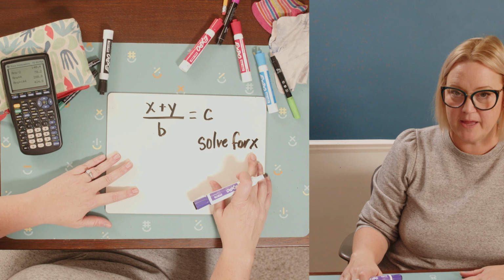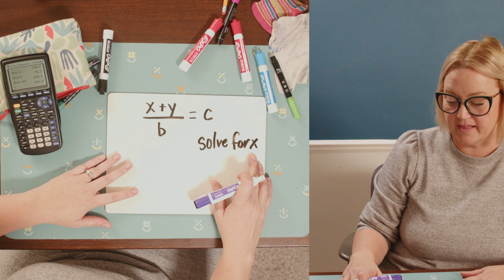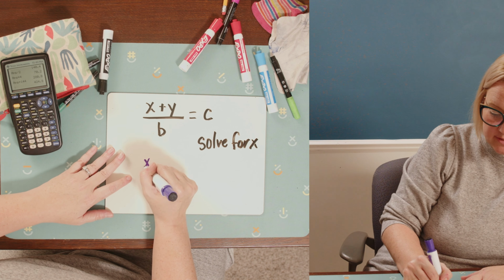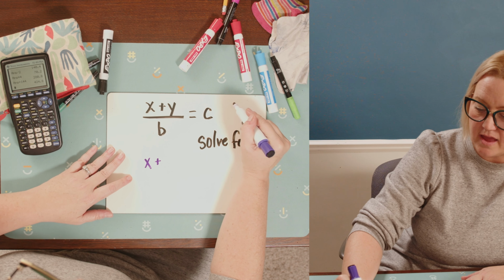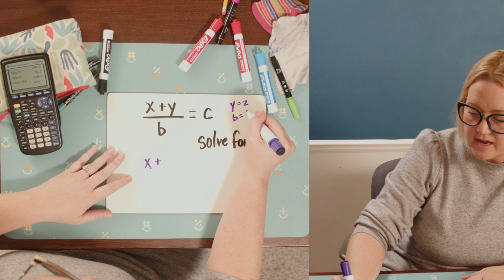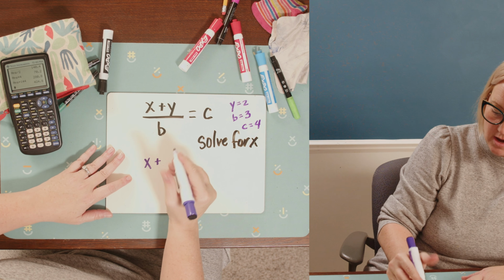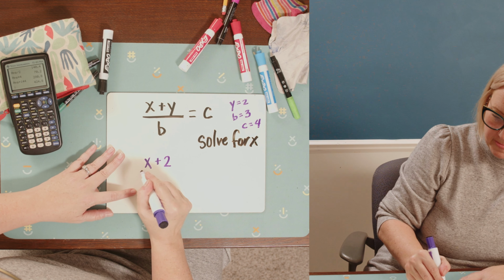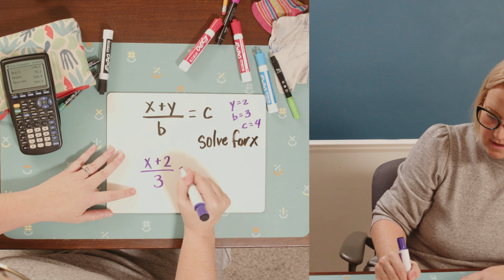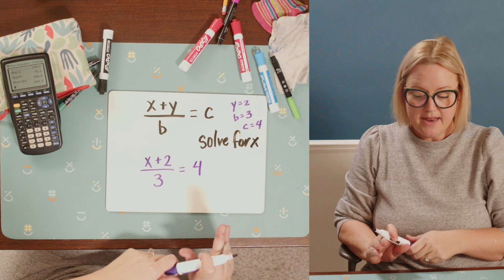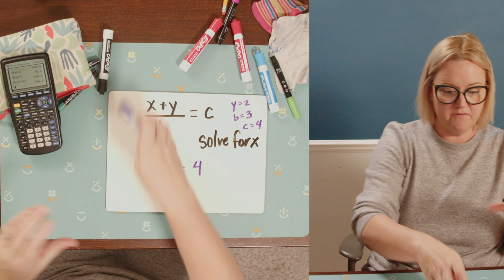So what if I replaced all of the letters that aren't X with numbers? So I would have X plus, let's say Y is 2, B is 3, C is 4. Let's just make it easy on ourselves, right? So X plus 2 over 3 equals 4. It's the same thing, right? Now let's keep track. How would we solve this?